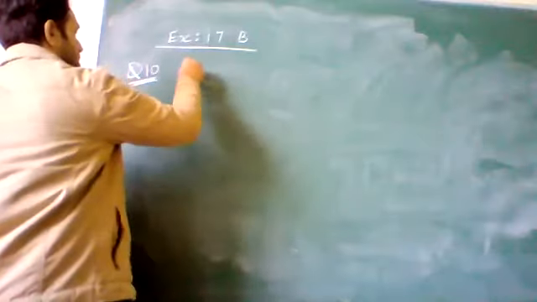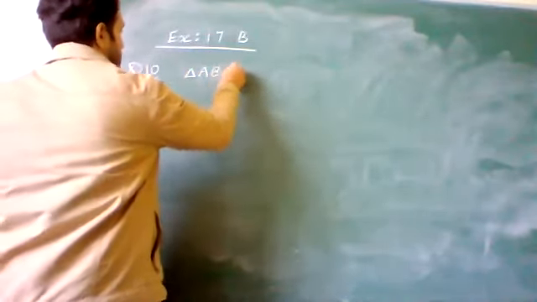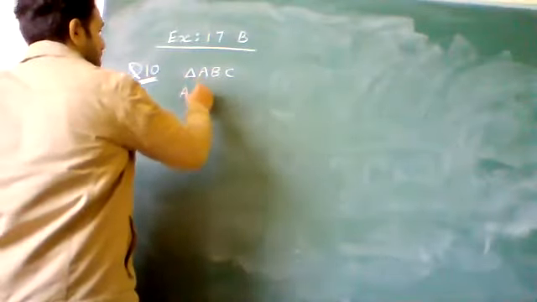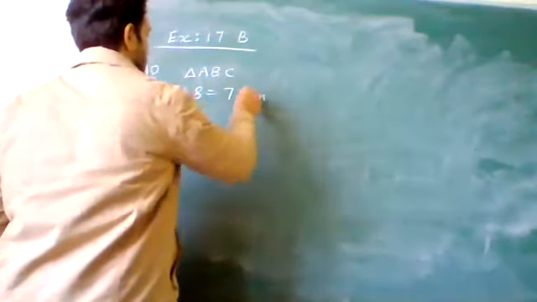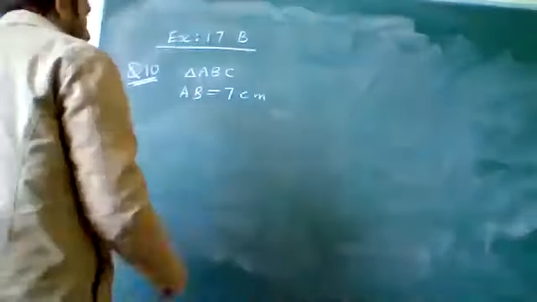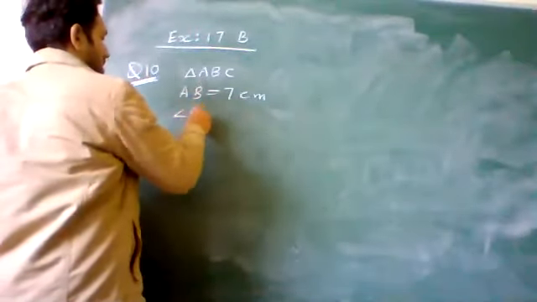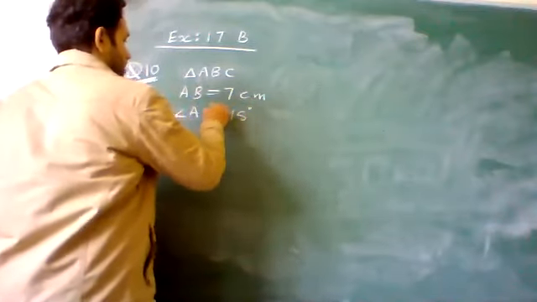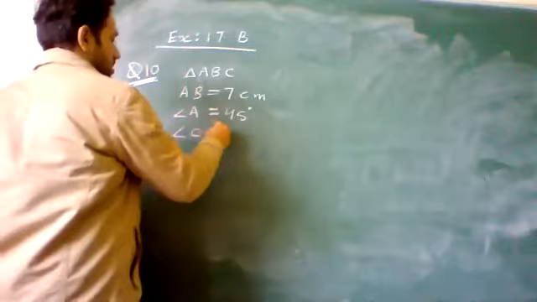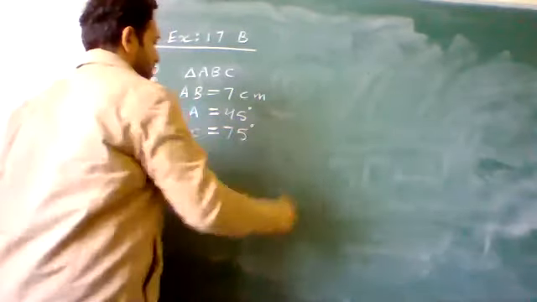Question number 10. Construct a triangle ABC in which AB is equal to 7 centimeters, angle A is 45 degrees and angle C is 75 degrees. I'm sharing the screen, please have patience.